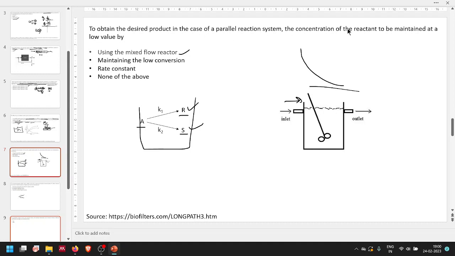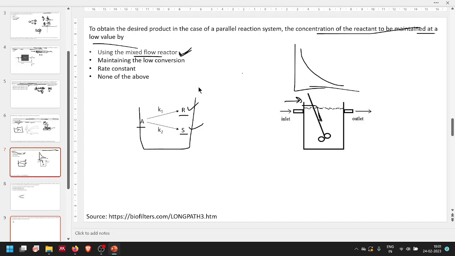So what happens here is that the concentration of the reactant is to be maintained at a low value by using a mixed flow reactor. Since the concentration decreases rapidly the moment it is introduced inside, the mixed flow reactor scheme is very suitable for keeping the concentration of the reactant at a low value to form the desired product. Because the moment it starts reacting, in your outlet stream you will see that your desired product will be higher than your undesired one.